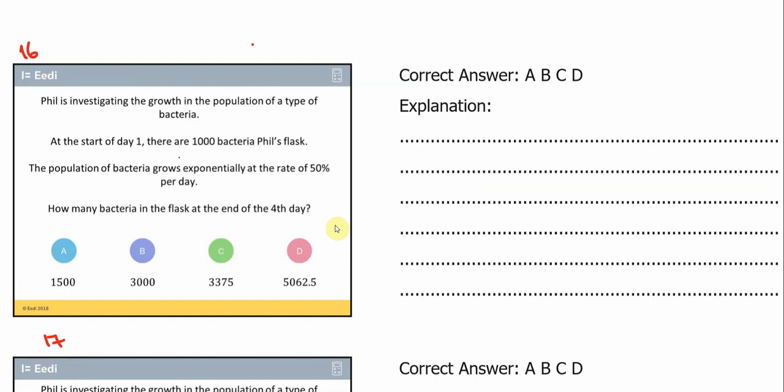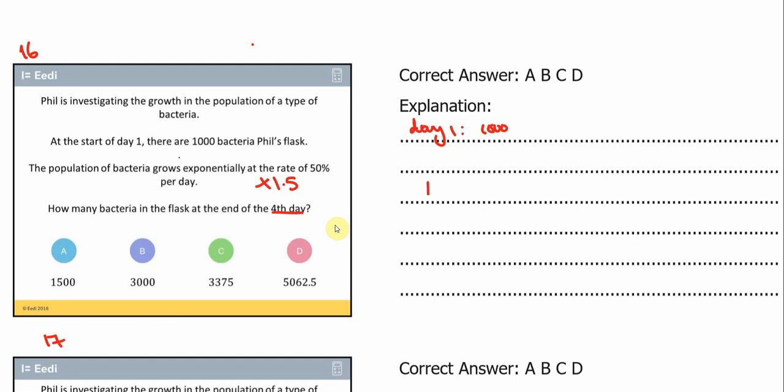Phil is investigating the growth in population of a type of bacteria. At the start of day 1, there are 1,000. Oh, where's my drawing tablet? There are 1,000. So day 1, 1,000. I don't know if that's going to be important, but I always just like to write the information down for myself. Population increases at 50% per day, so if it increases at 50%, I'm going to be timesing by 1.5 at the end of the 4th day.